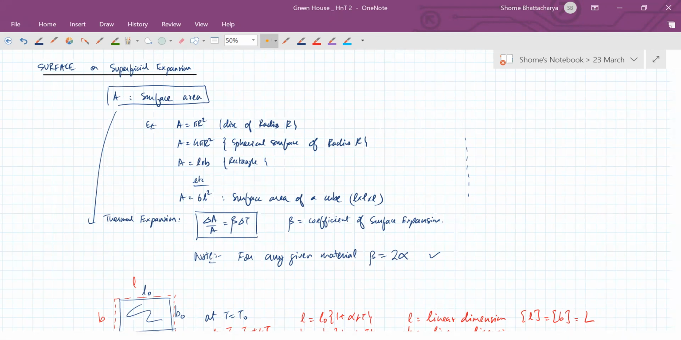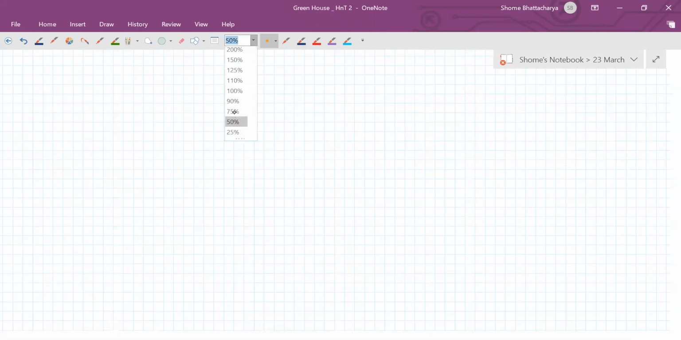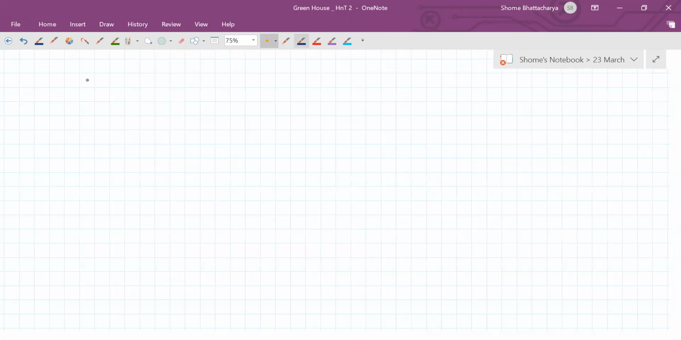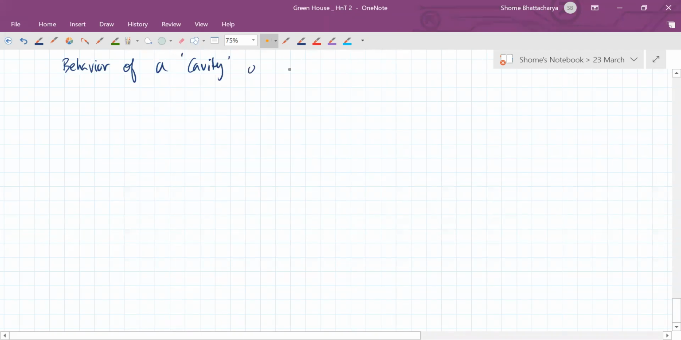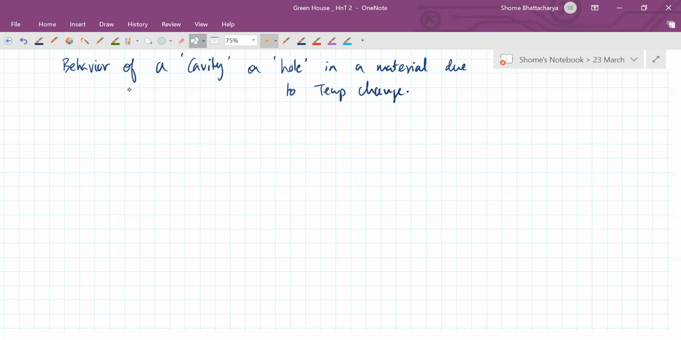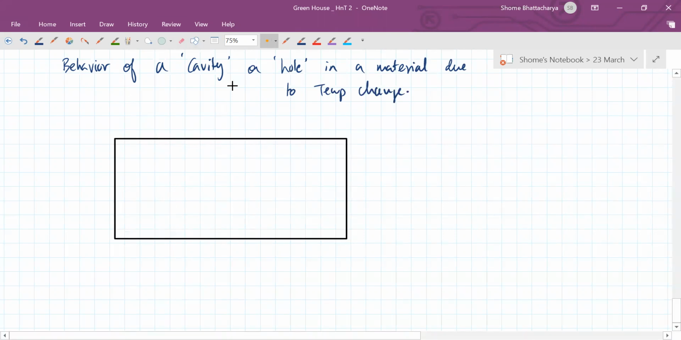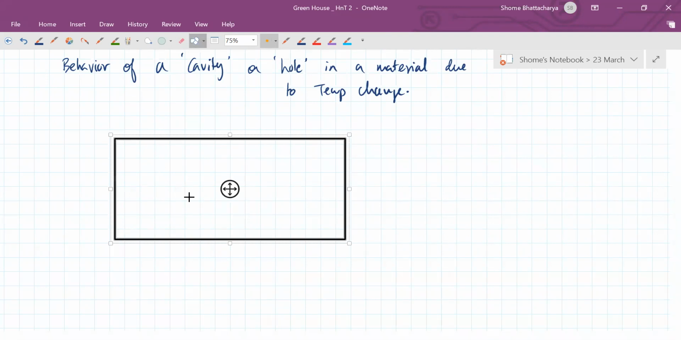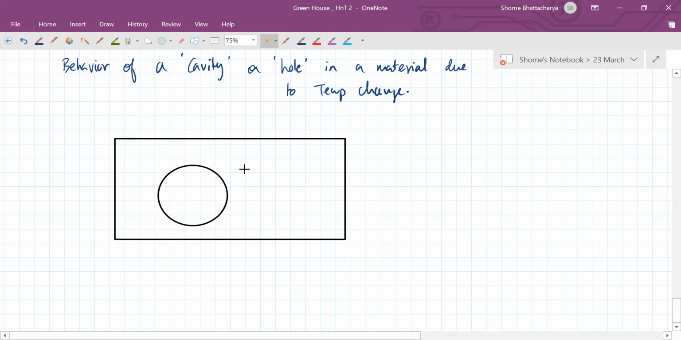Okay, so let's now understand one important aspect about thermal expansion, and that is the behavior of a cavity or hole in a material due to temperature change. Okay. So imagine we have this kind of an object, like we've taken a metallic sheet and cut out a round hole.